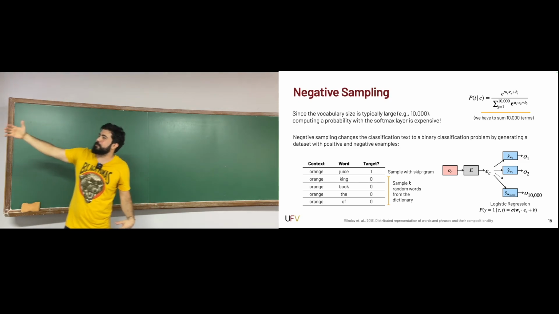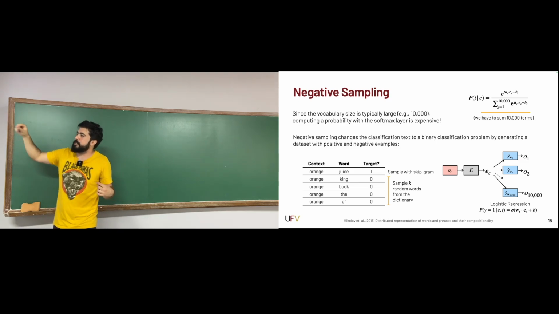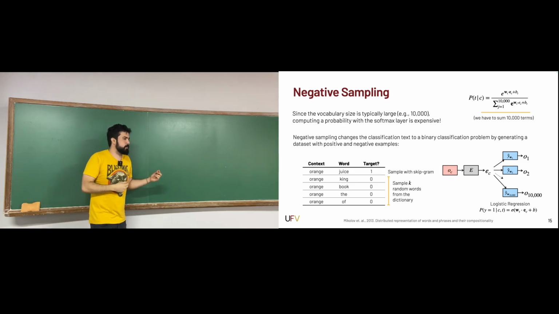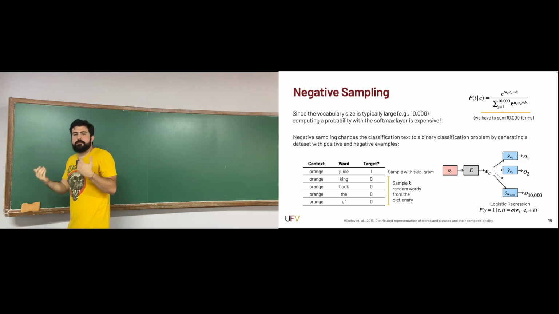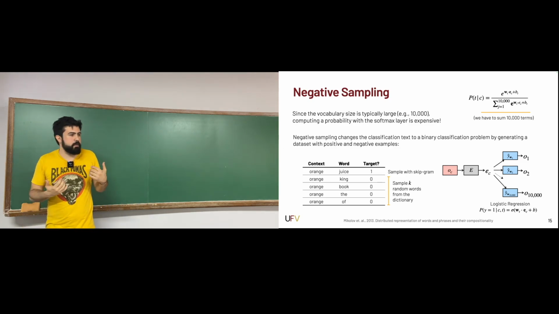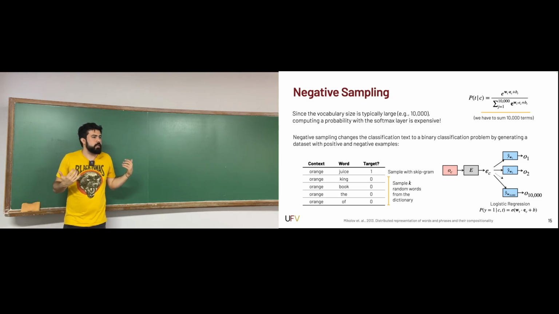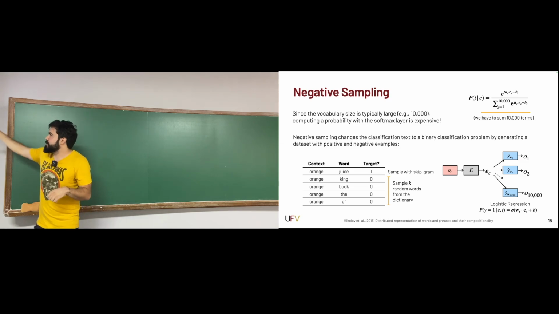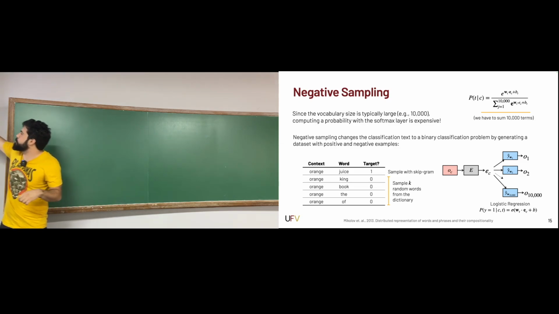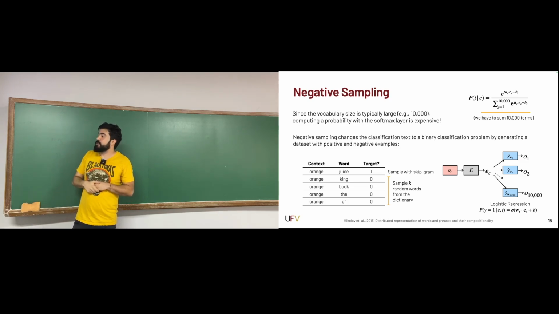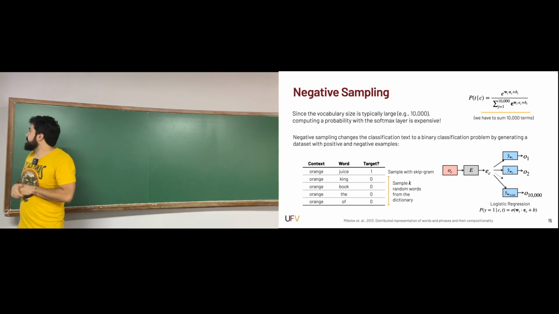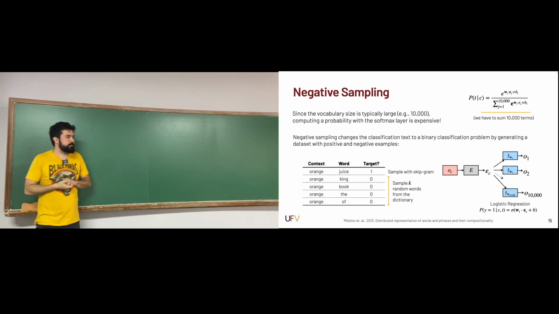So you would get, for example, orange and king, orange and book, orange and the, orange and of, and they would be negative examples. So now you have a binary classification problem. You don't have a multi-class classification problem anymore. And that by itself solves the issue. You don't need the softmax anymore. And then you just change the model accordingly. What you do is you make one binary classifier for each word. And then you have, let's say, 10,000 binary classifiers.